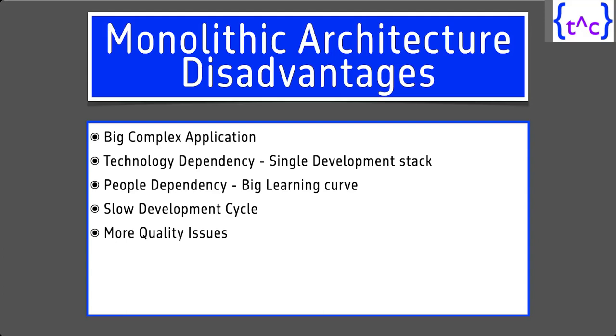And then more quality issues it can have, as I explained, because it is a complex application. So any small change can impact a lot of other things. Everyone cannot have the complete understanding of the application, right? So if there is any small thing which is overlooked, it can cause bugs which can be seen in the test bed, in the pre-production, or it might happen in production directly.